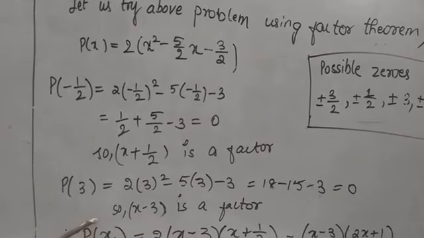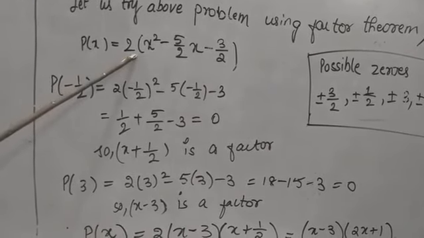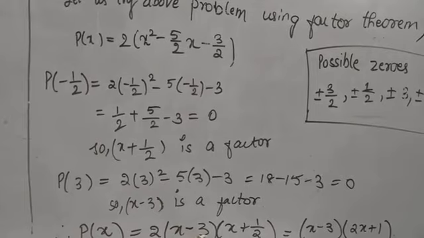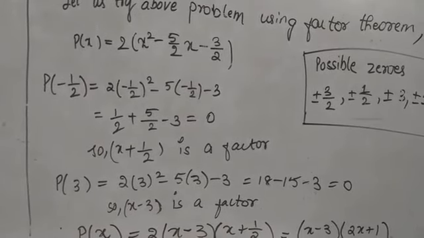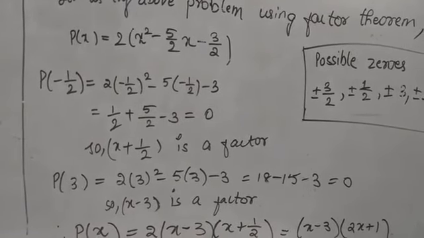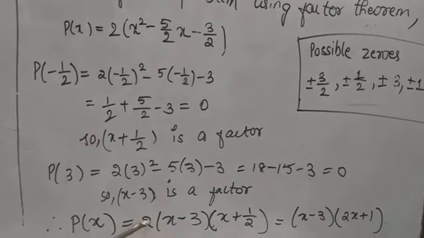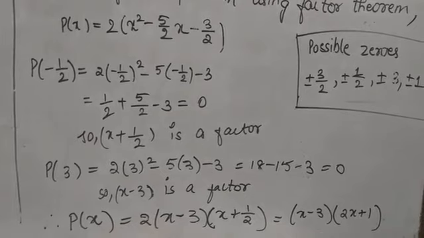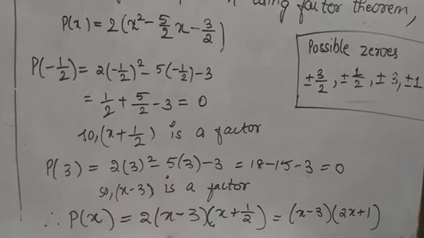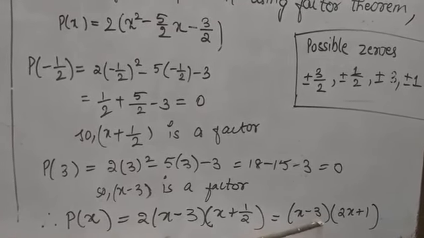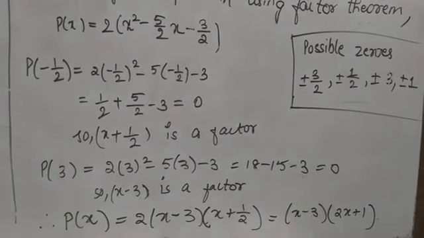Therefore P of x is equal to, here 2 is taken common, so 2 of x minus 3 of x plus 1 by 2. If you do the LCM, it can be written as 2x plus 1 whole by 2, and the leading coefficient common 2 will be cancelled. You now get P of x equal to x minus 3 of 2x plus 1.